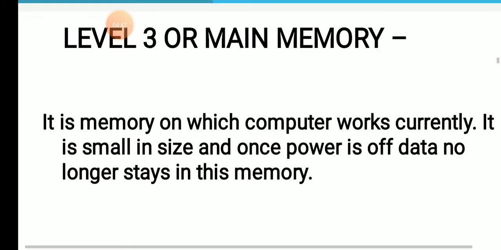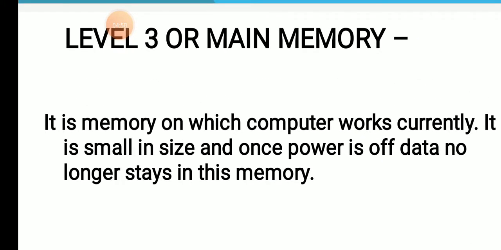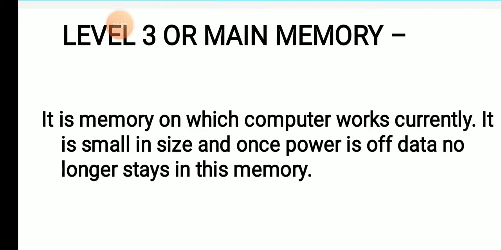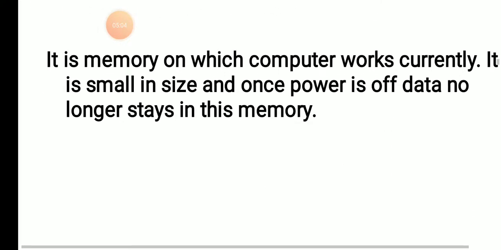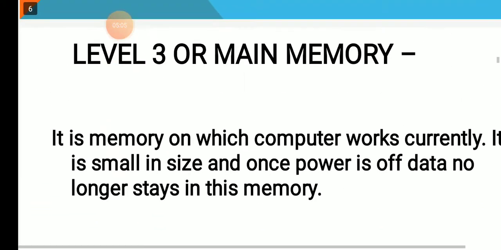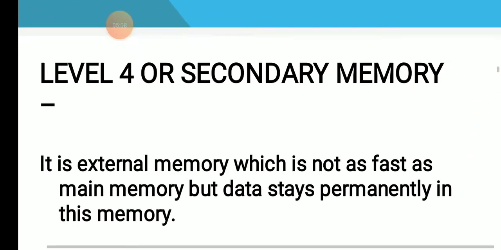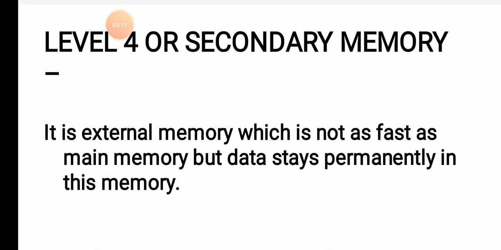Level 3 or main memory is the memory on which the computer works currently. It is small in size, and once power is off, data no longer stays in this memory. Next is level 4 or secondary memory. It is an external memory which is not as fast as main memory, but data stays permanently in this memory. You can store the data permanently.